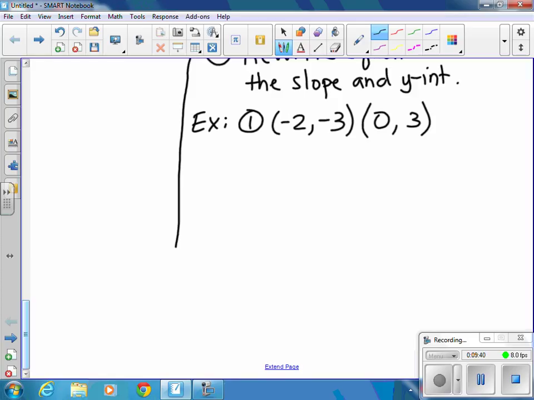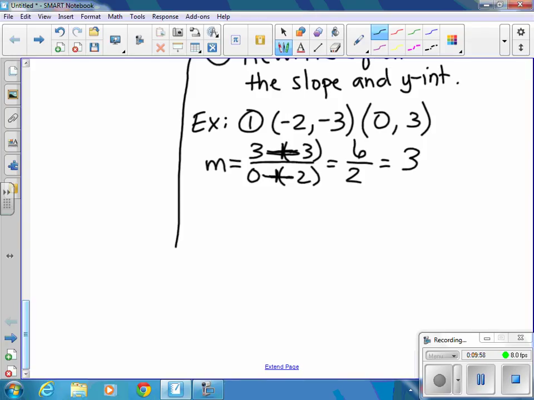So the first thing we have to do is find the slope. So we have m equals y2 would be 3 minus -3 on top. Bottom would say 0 minus -2. Clean up your double signs. Okay, 3 plus 3 is going to give you 6. 0 plus 2 is going to give you 2. So your final m value is 3.